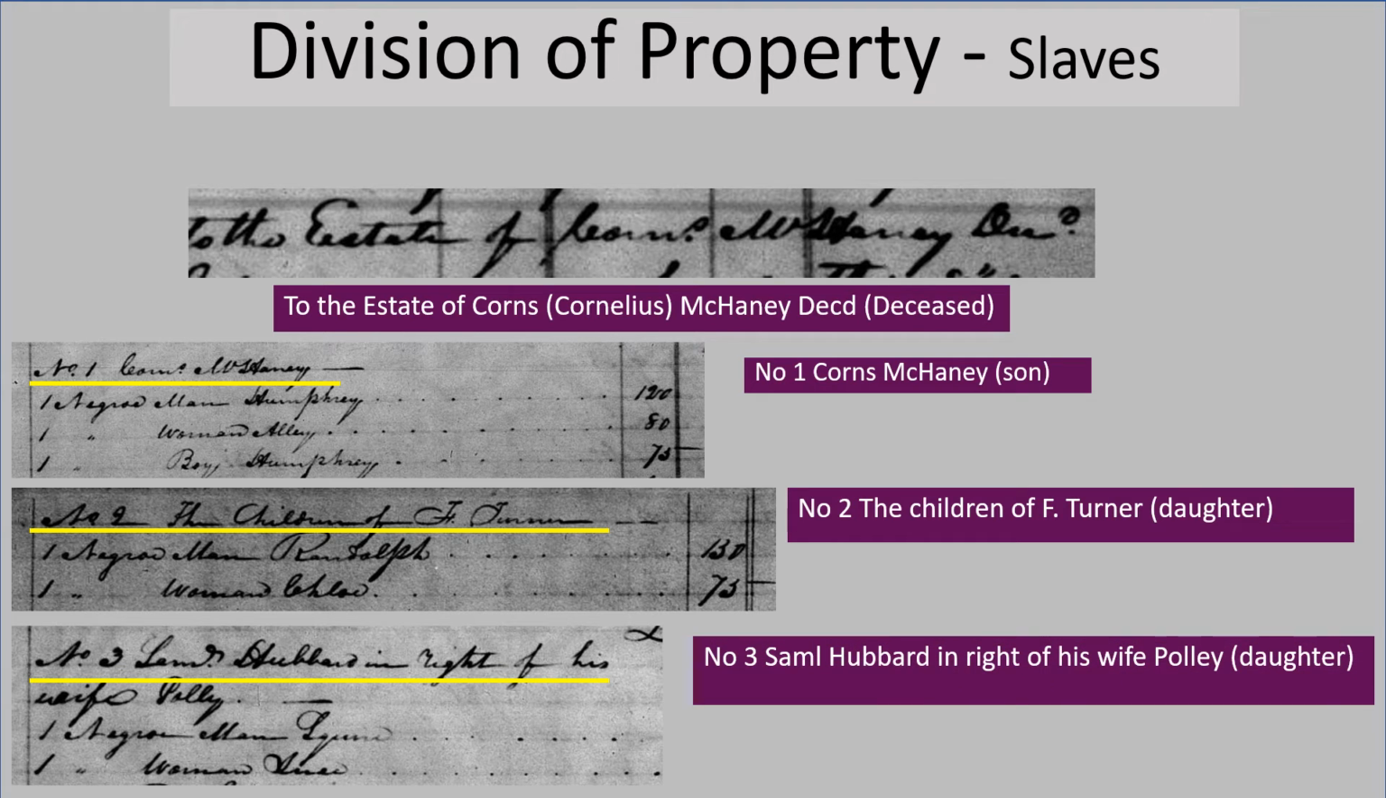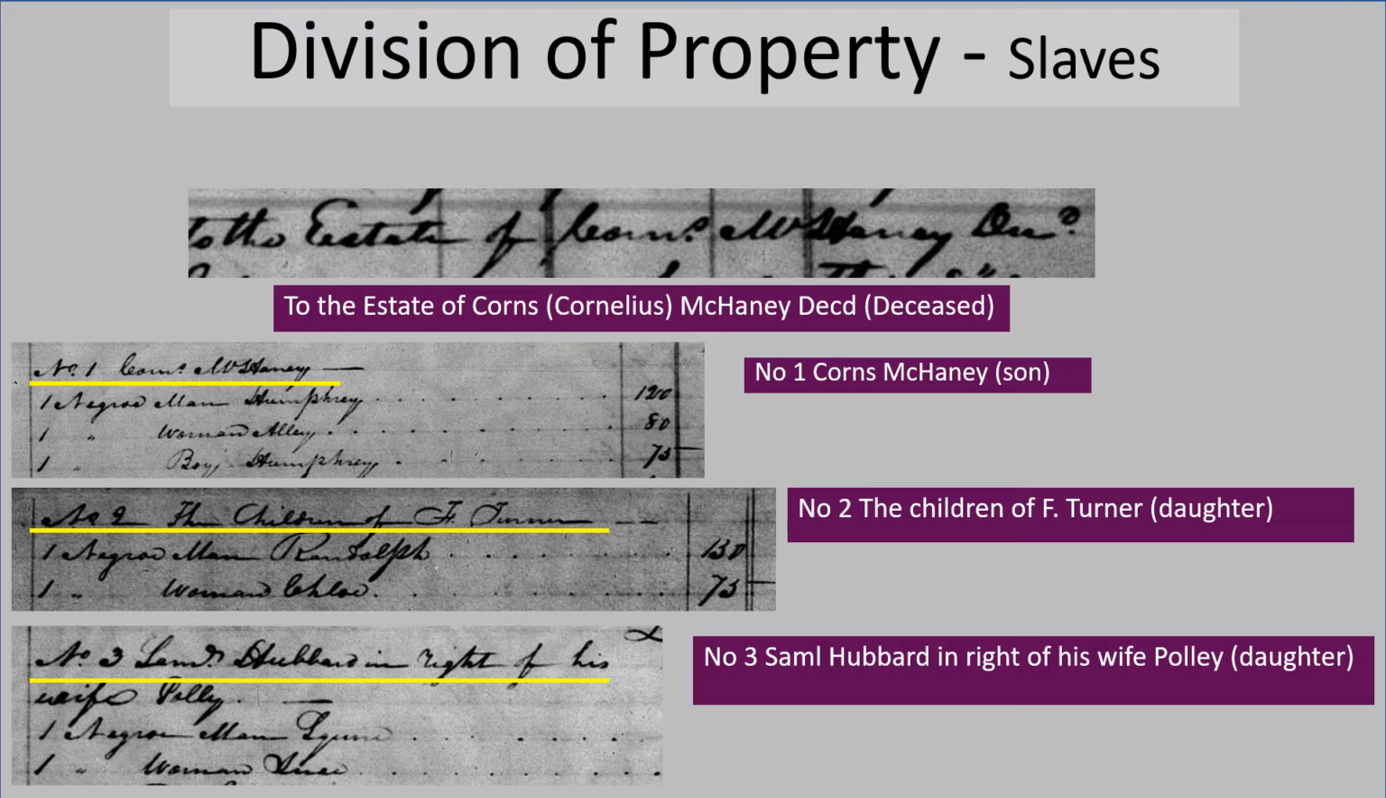Number 3 says it goes to Samuel Hubbard in the right of his wife, Polly. Polly is Cornelius's daughter, and she is married to Samuel Hubbard. This is common that the husband is listed, but it usually does say who the wife is.